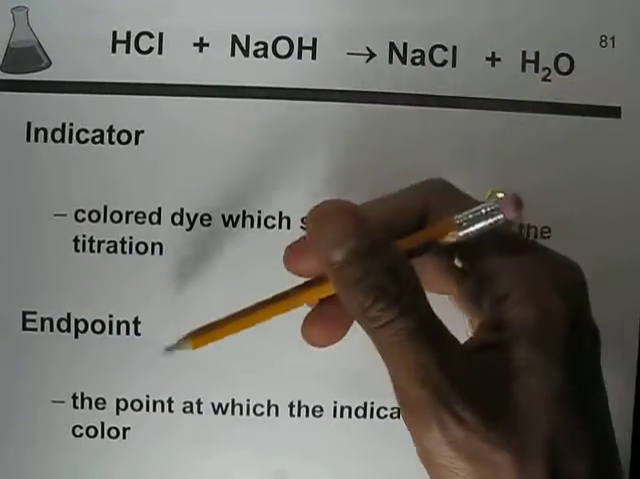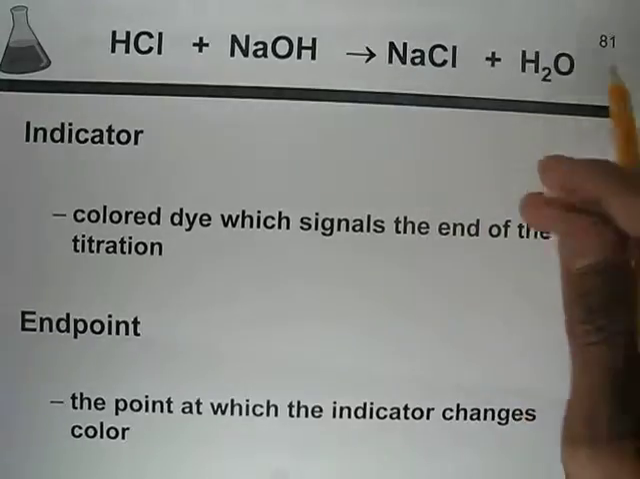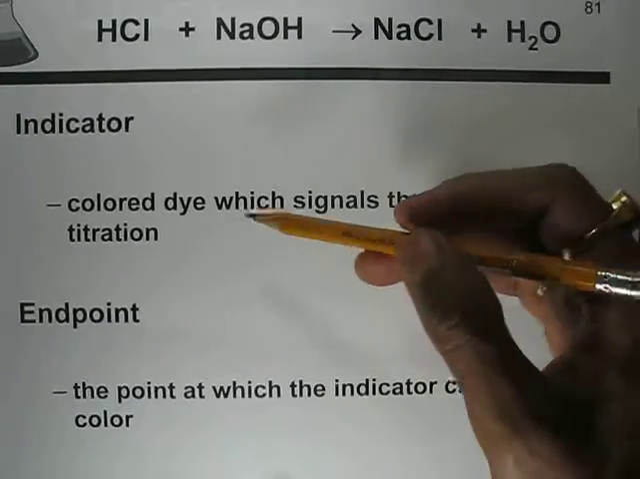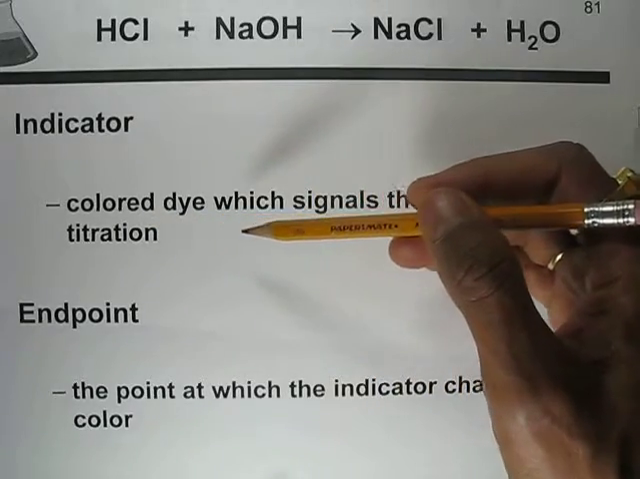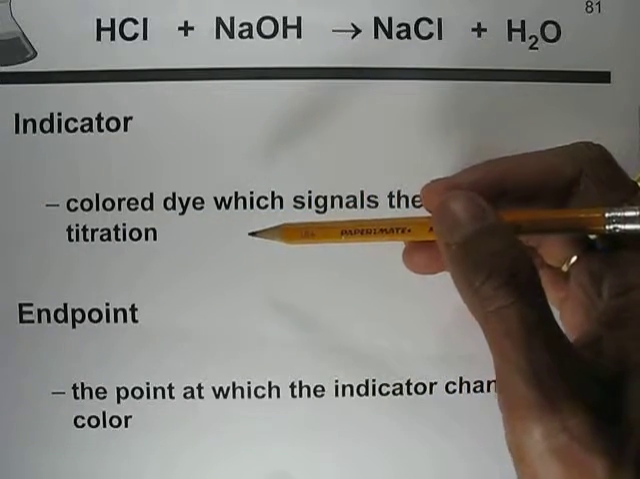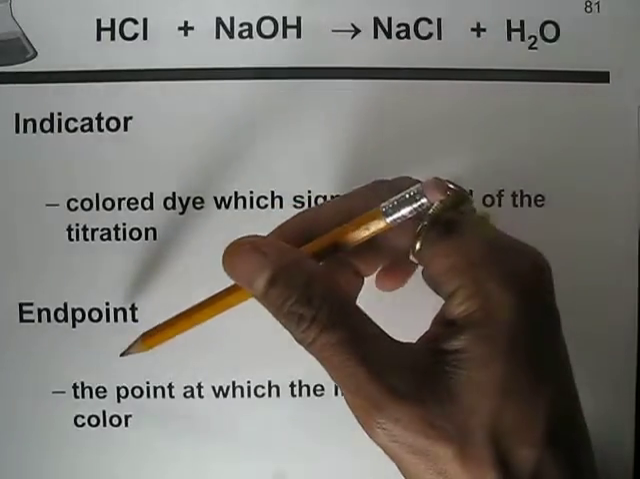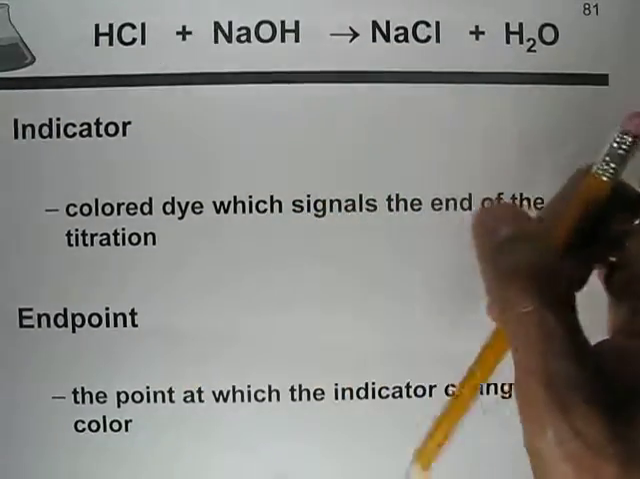The last part is the end point, the point at which the indicator changes color. So usually the colored dyes change color when the end point comes.